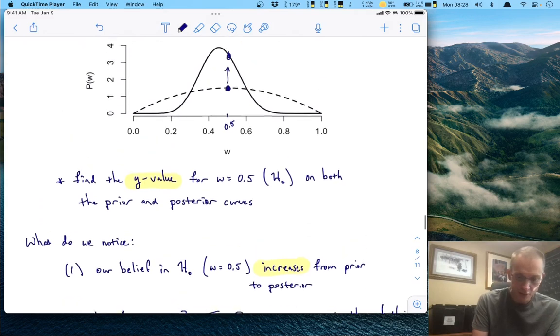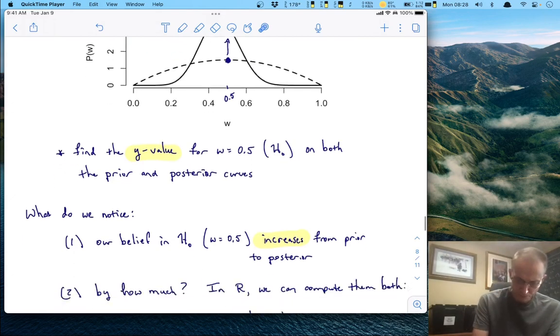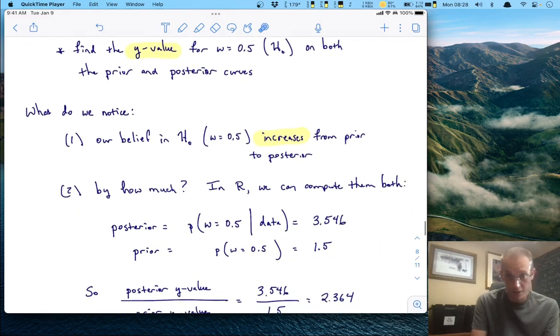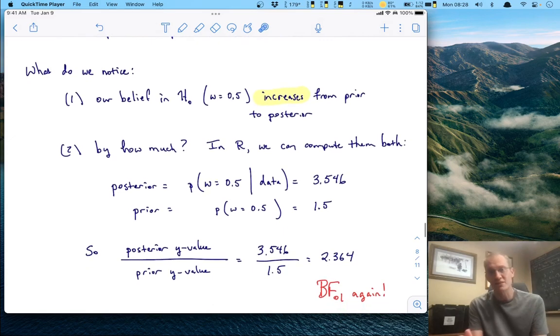Okay, you can see that on the plot up here. This here is right in between 1 and 2, so that's about 1.5. This one's right in between 3 and 4, so about 3.5-ish. If we take that ratio, that gives us the factor of increase. That turns out to be 2.364. Once again, this is the Bayes factor that we obtained.